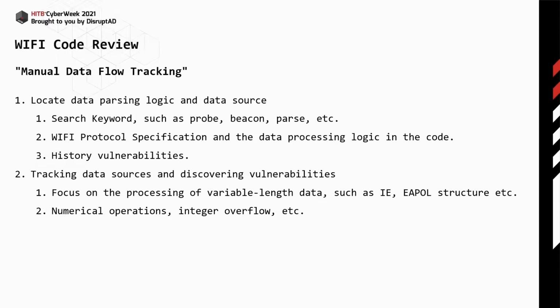After locating the data processing code, we need to check the data transmission and process in the code. In the process of tracking data, we need to pay attention to whether the operation of processed data will cause vulnerabilities. There are two scenarios that are prone to vulnerabilities.